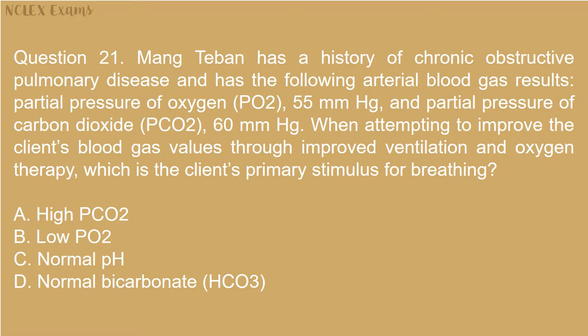Question 21. Mang Teban has a history of chronic obstructive pulmonary disease and has the following arterial blood gas results. Partial pressure of oxygen, PO2, 55 mmHg, and partial pressure of carbon dioxide, PCO2, 60 mmHg. When attempting to improve the client's blood gas values through improved ventilation and oxygen therapy, which is the client's primary stimulus for breathing? A. High PCO2. B. Low PO2. C. Normal pH. D. Normal bicarbonate, HCO3.